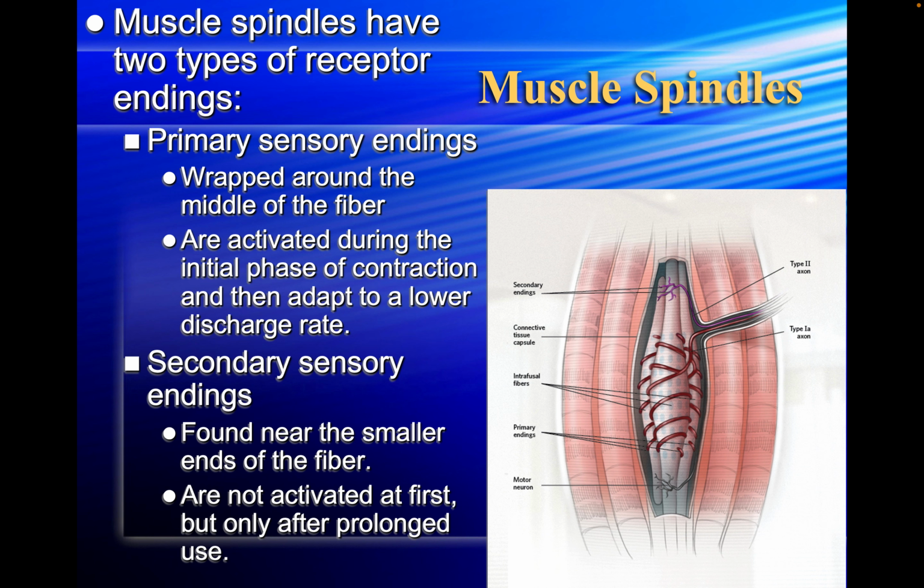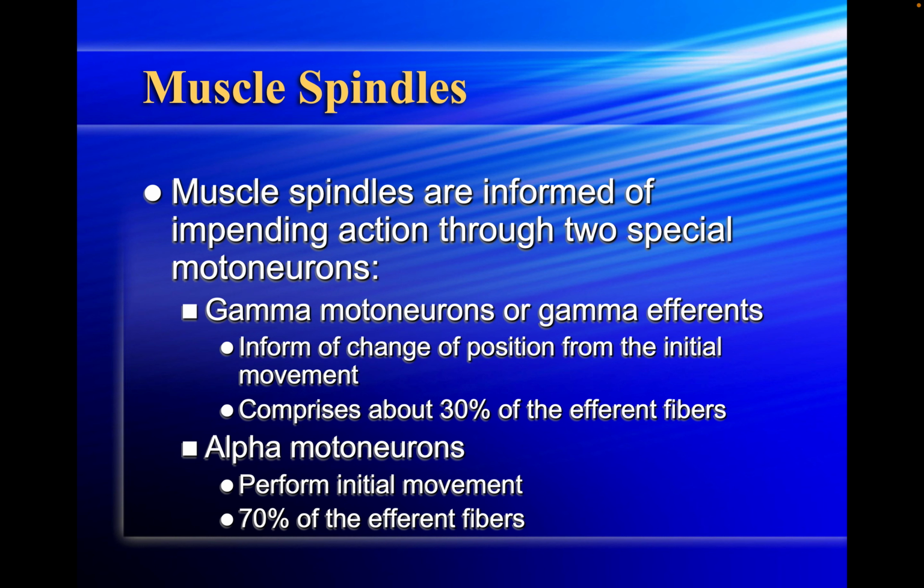Muscle spindles have two types of receptor endings. Primary sensory endings, wrapped around the middle of the fiber, are activated during the initial phase of contraction and then adapt to a lower discharge rate. Secondary sensory endings, found near the smaller ends of the fibers, are not activated at first, but only after prolonged use, and that will tell you when you're tired. Those are your secondary sensory endings.